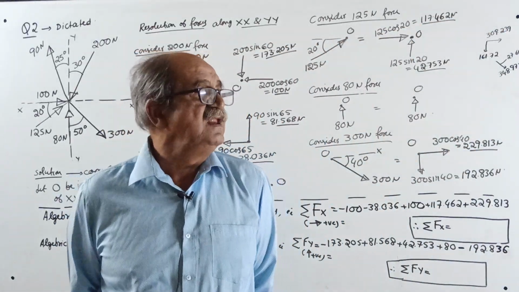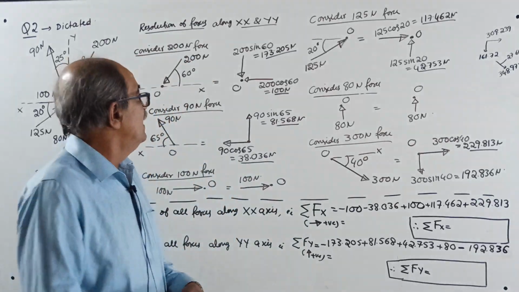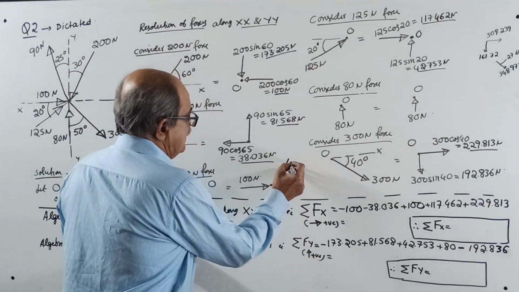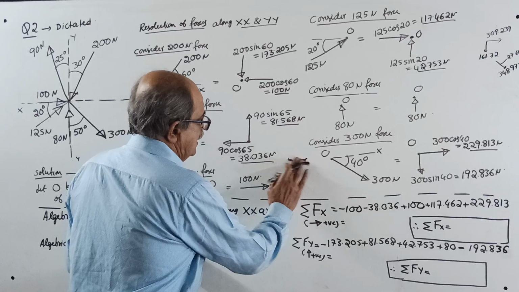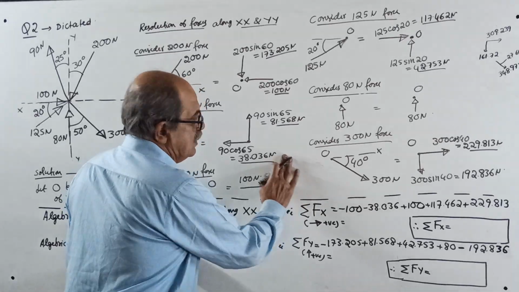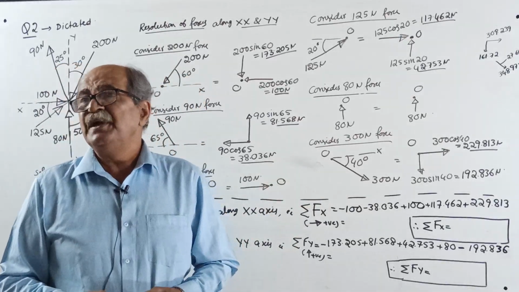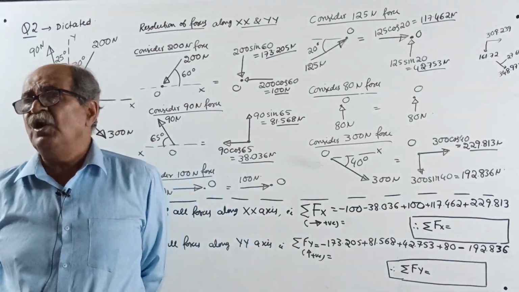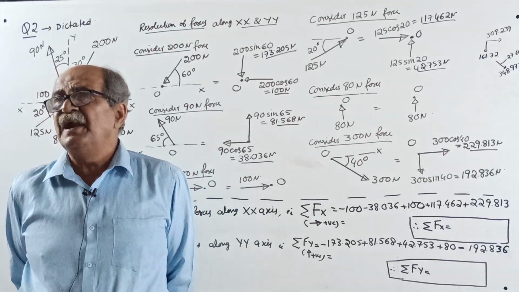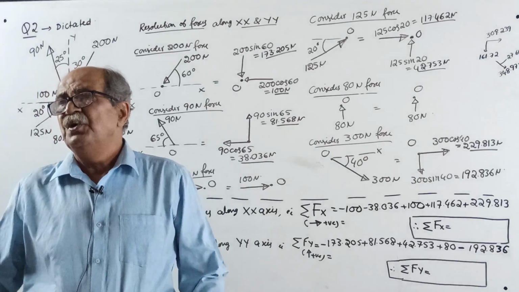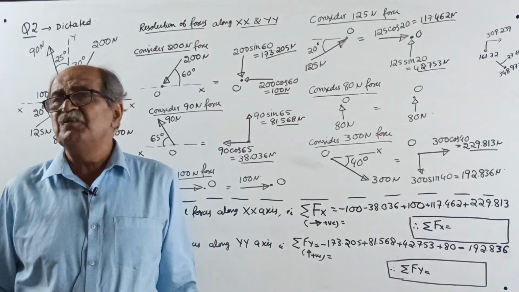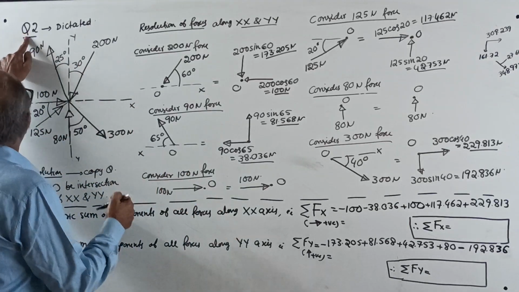Welcome once again. This is part 1, lecture number 16. You can make a note here. Last time I wrote the heading: numerical problem for finding resultant for any number of concurrent forces. Now, further examples. Last time question 1 was over, now question 2.